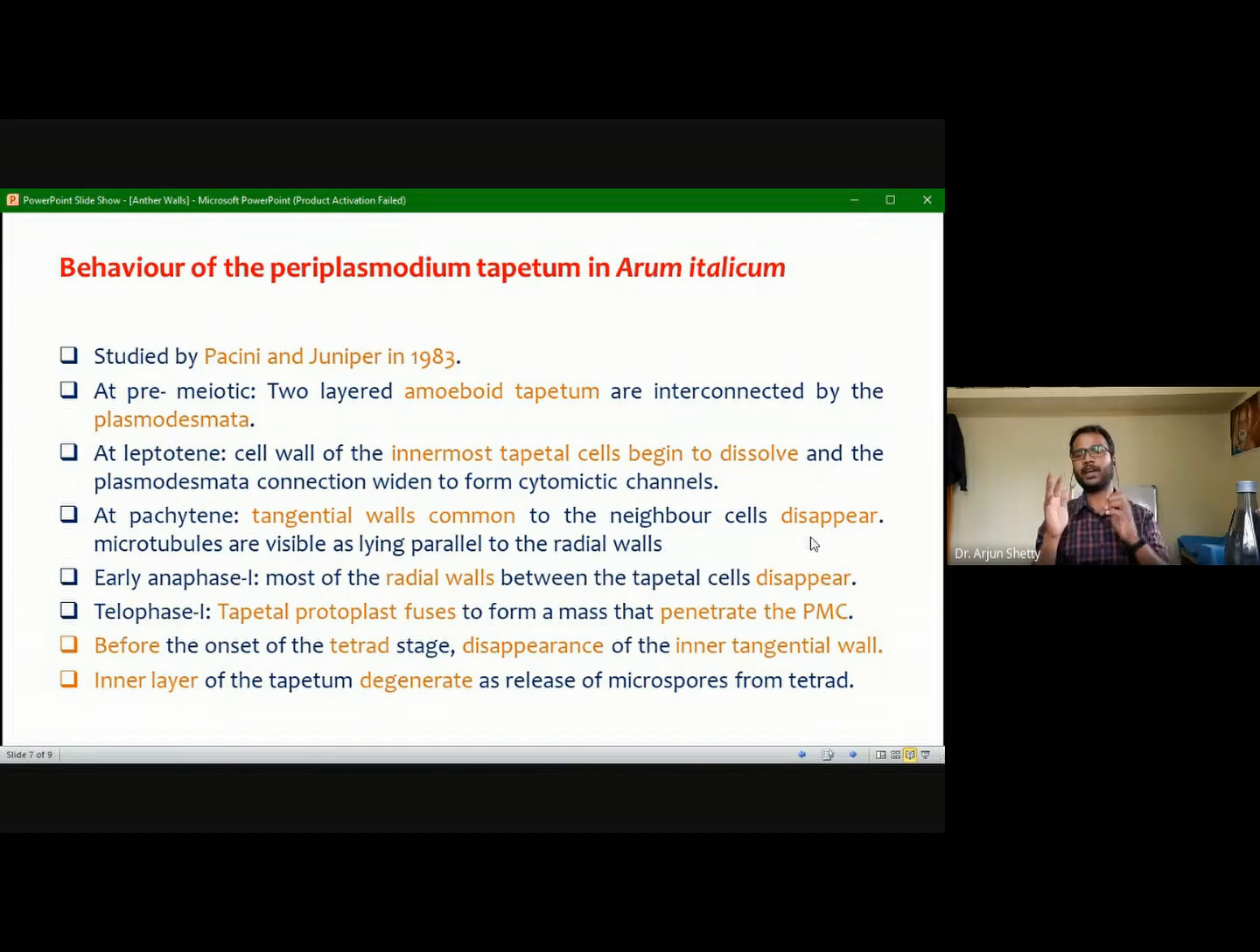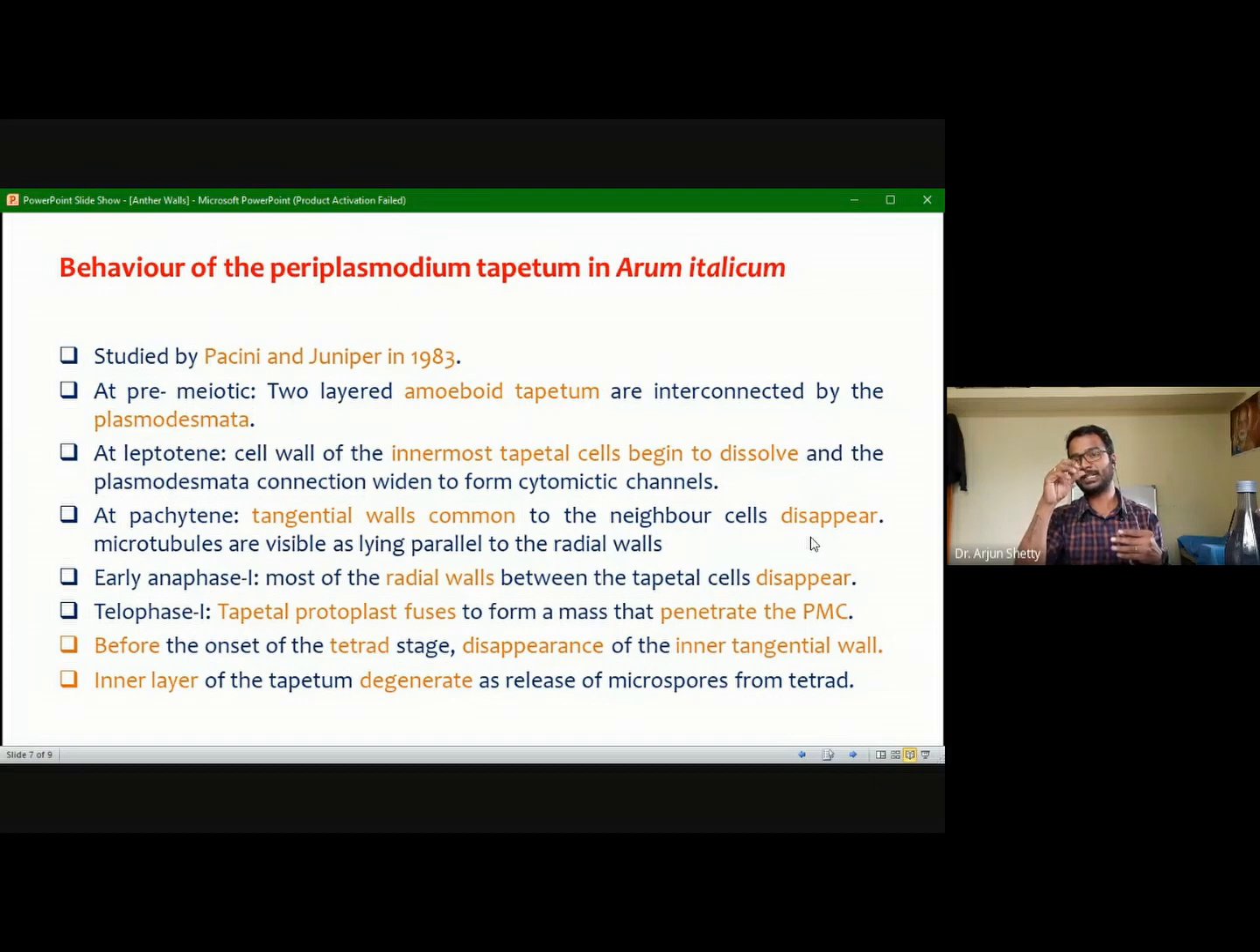Then what happens? Finally, it is going to release the callase enzyme. This callase enzyme will break down the pollen tetrad and makes the pollen individuals. And finally, we are going to see the complete disappearance.